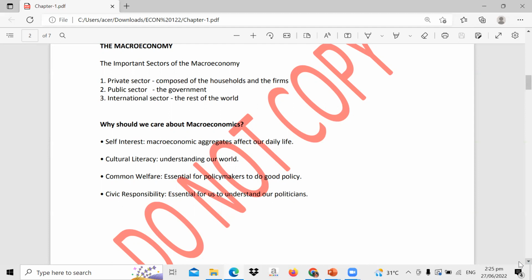Why should we care about macroeconomics? Would it affect us? The answer is a big yes. In terms of self-interest, macroeconomic aggregates affect our daily life. Like what happened to, again, the price of oil. Kay wala man ta nag-produce ana, ato man ang gi-export. Musaka gani, saka samplitihan. Magkanam kasakan. All other mga goods will increase the prices. It affects our daily life. Cultural literacy sa international trade, understanding our world, common welfare.